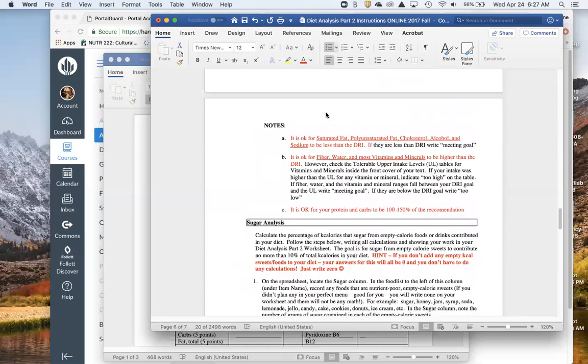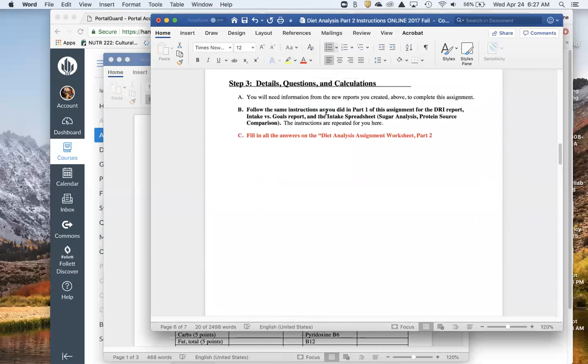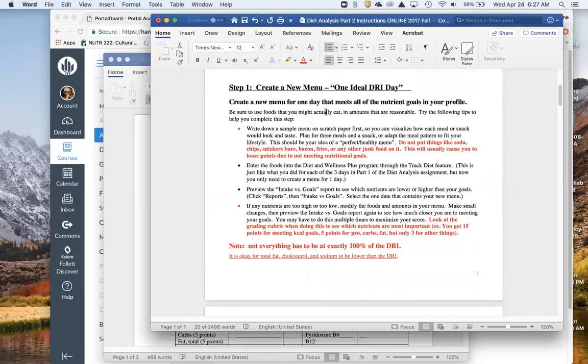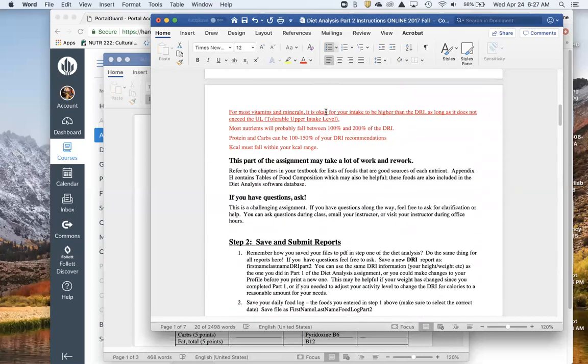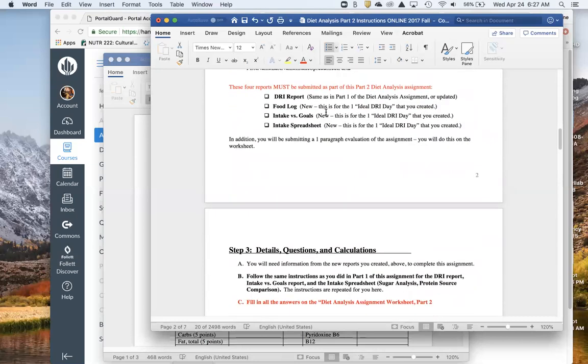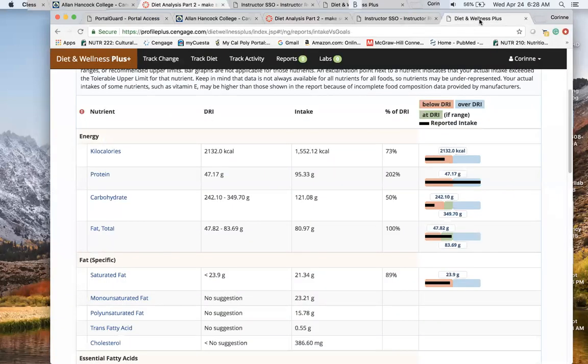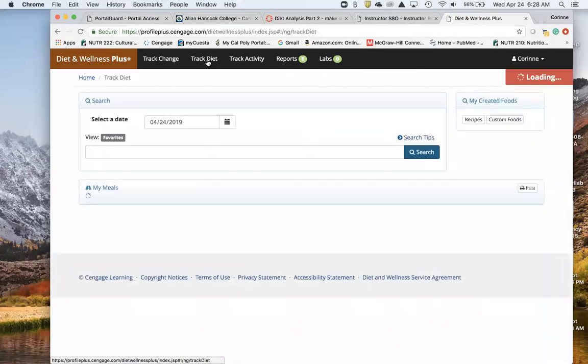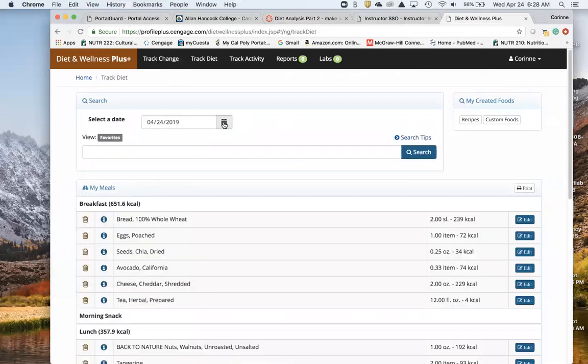All of the instructions for every single part of that assignment are listed here. And some of them are very similar to part 1. The tricky thing about this is you may make your ideal report and what you think is your perfect diet, and then it might not actually be a perfect diet. So for example, if I go to this Diet and Wellness Plus, I can look at this diet that I created that I thought would be pretty good.